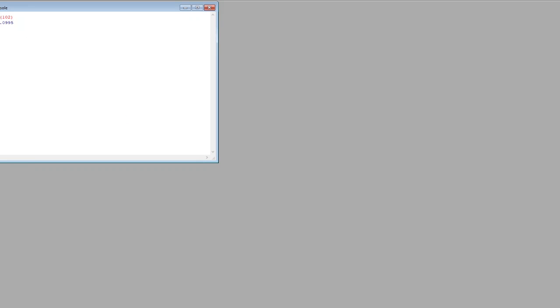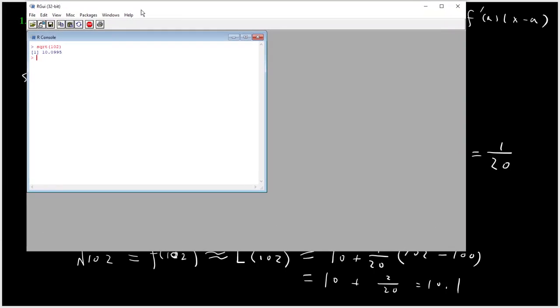Do you see you have 10.0995, right? Which is very, very close to 10.1. At this point, you can imagine it's not actually the exact value. Your calculator cannot get the actual value of the square root of 102, but whatever number you see on your calculator is an approximated value. That's how you could program the calculator.